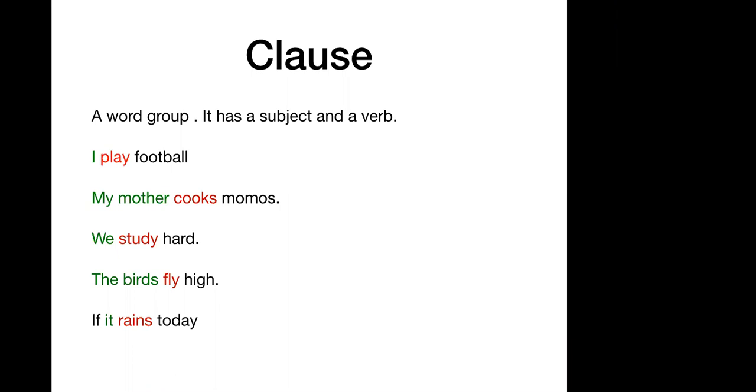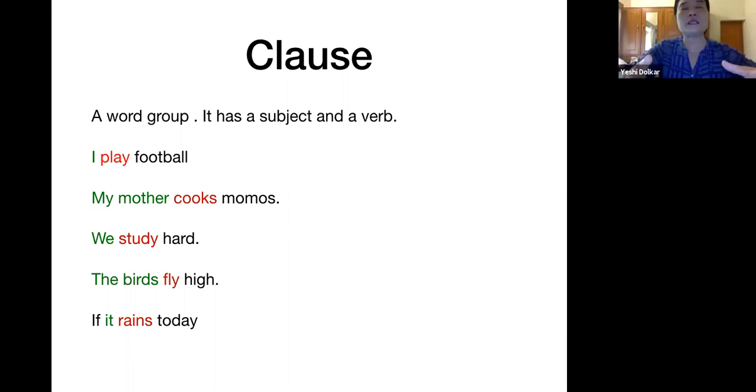So what we are saying is that a sentence is a combination of phrases and clauses, or a combination of clauses.